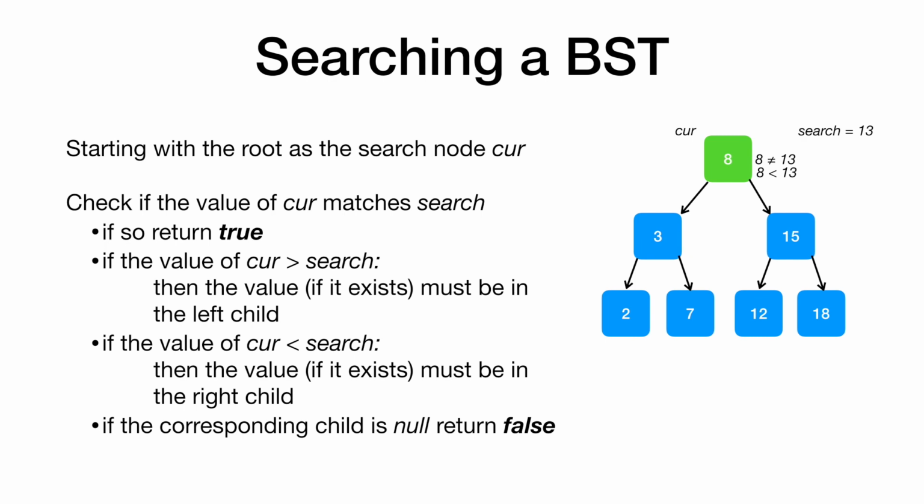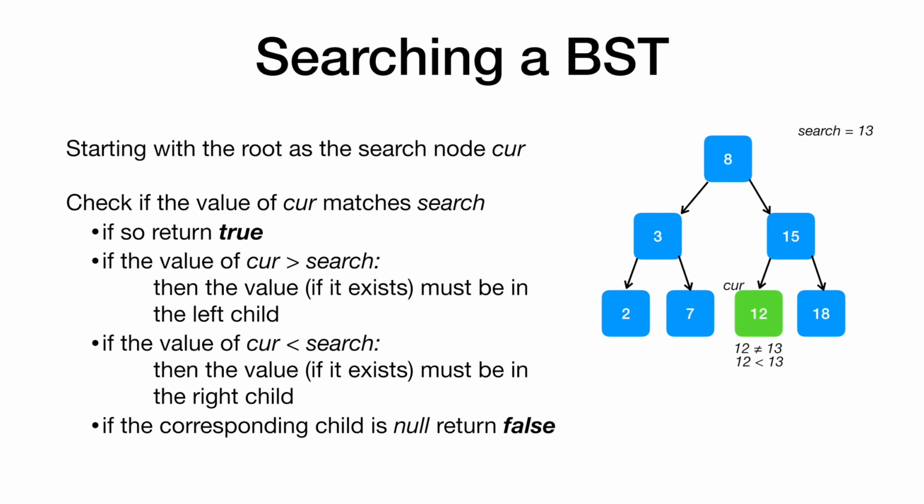So we make a recursive call on 15, and we ask, is 15 equal to 13? Well, 15's not equal to 13, and 15 is bigger than 13, so it must be in our left child. So we make a recursive call on 12. Well, 12's not equal to 13, and 12 is less than 13, so we need to make a recursive call on the right child. But now the left child is null.